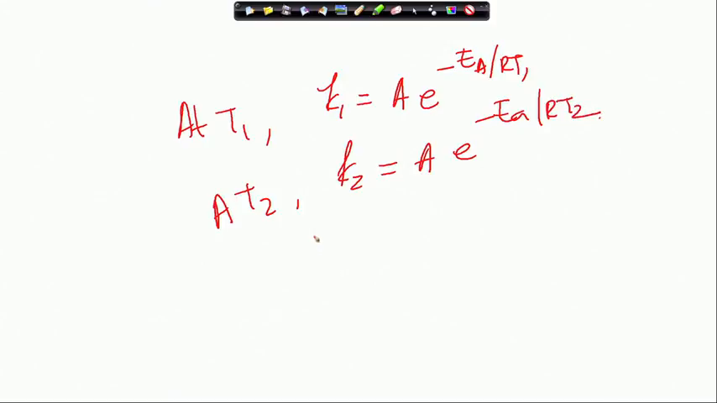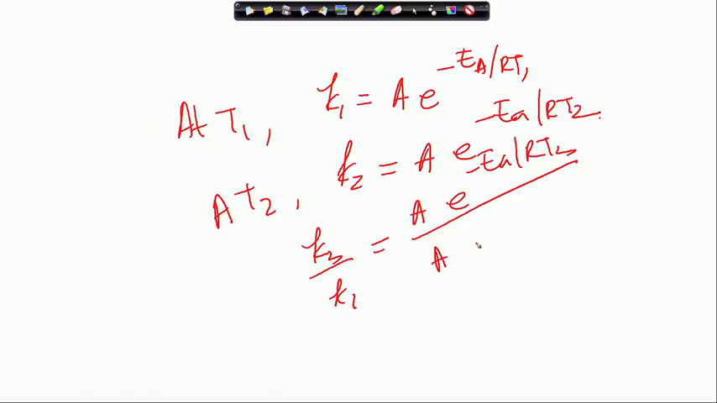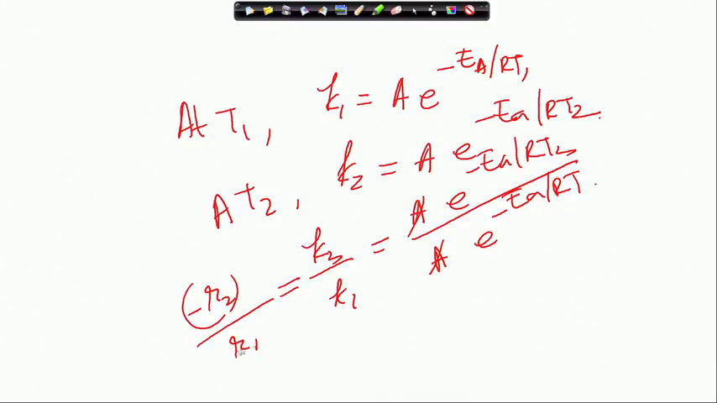Am I right? So, we can write K2 by K1 is equal to A e to the power minus E A by R T2 divided by A into e to the power E A by R T1. So, this will cancel. So, I can write here this is equal to minus R 2 and this is equal to minus R 1, like this.